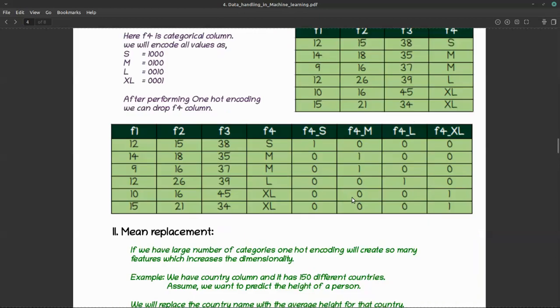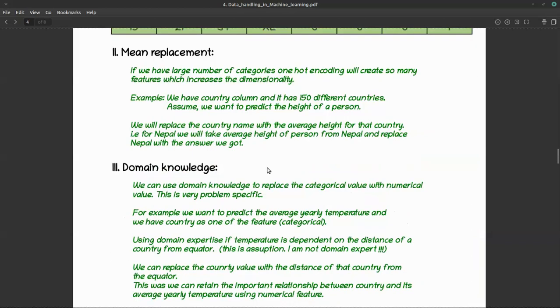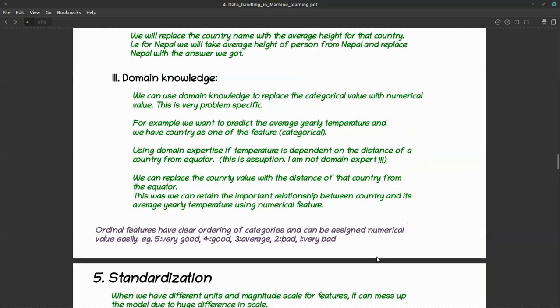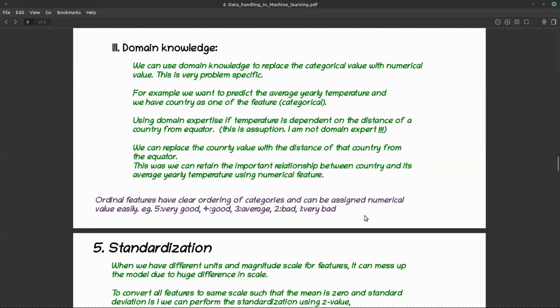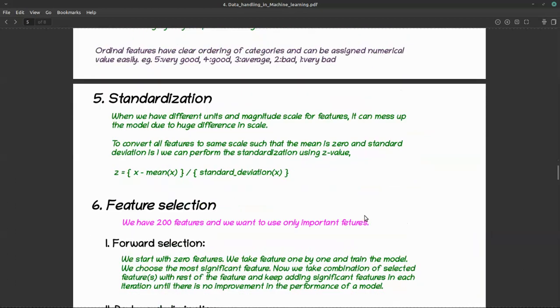Any doubt, guys, in this method, one hot encoding, mean replacement, and using the domain knowledge? Any questions? I'm watching the chat also. Mayur, if we have year as a categorical feature, how to convert them? Like year 1900, 1920. Okay. I think that depends on the problem, right?